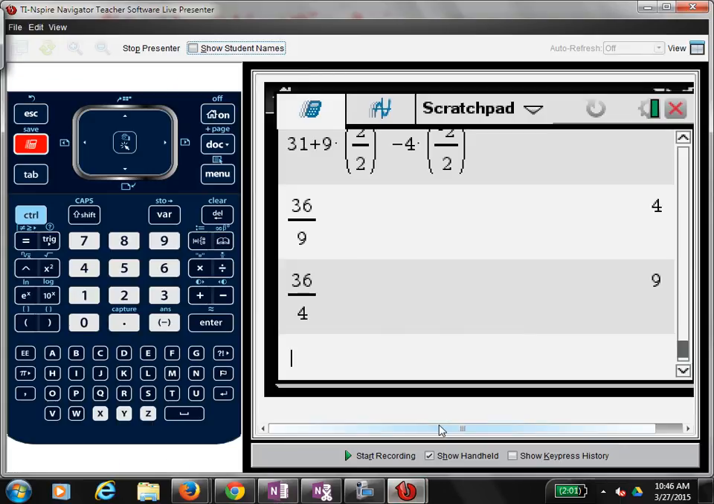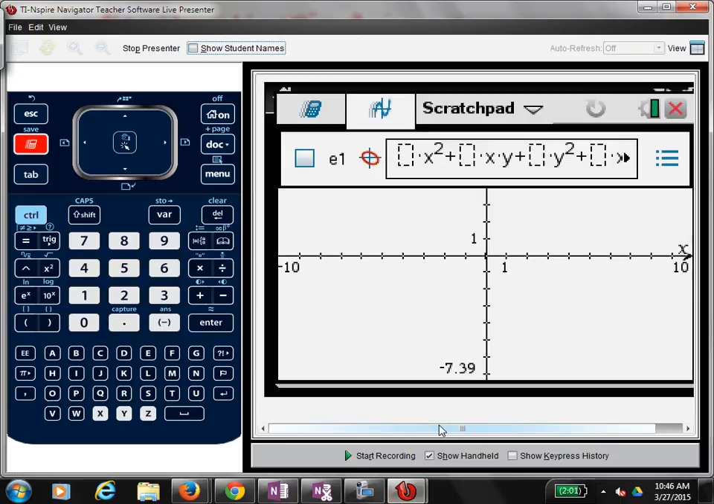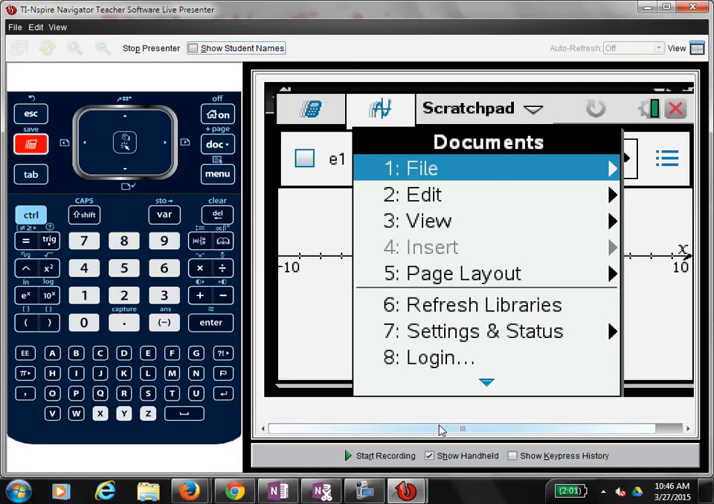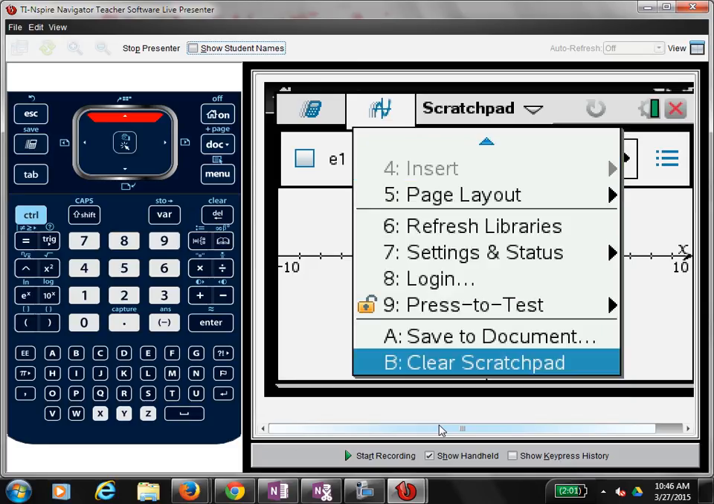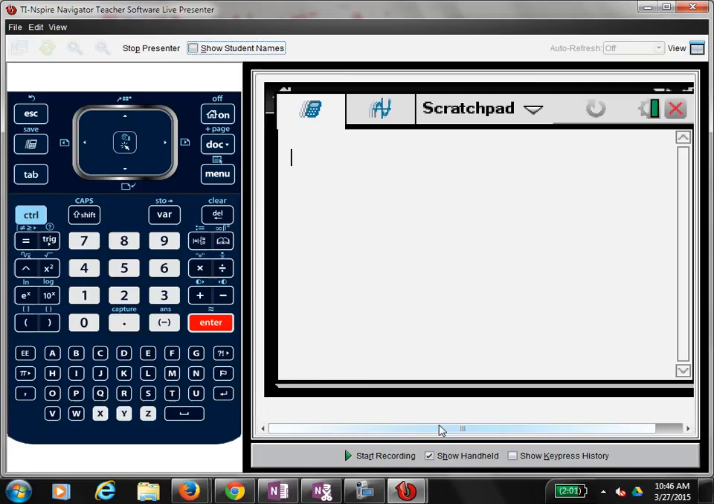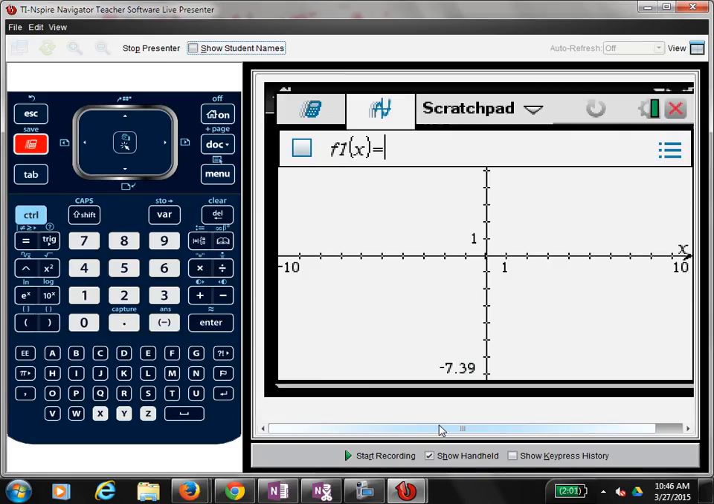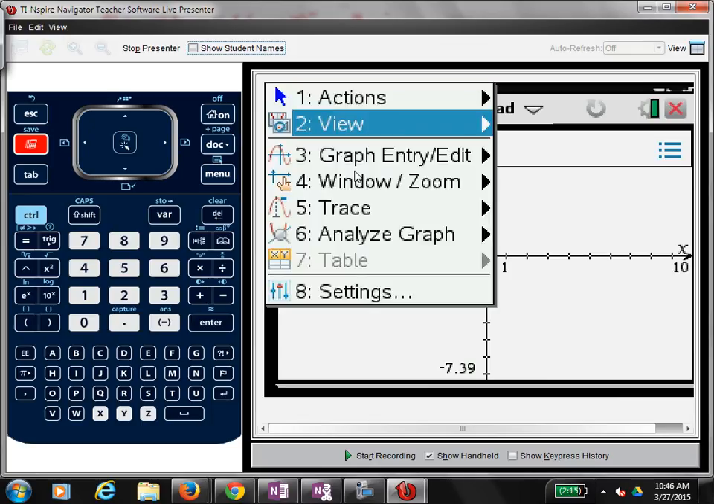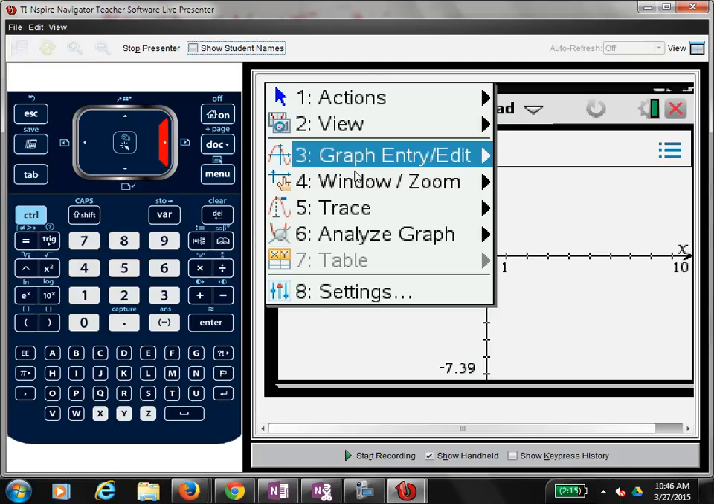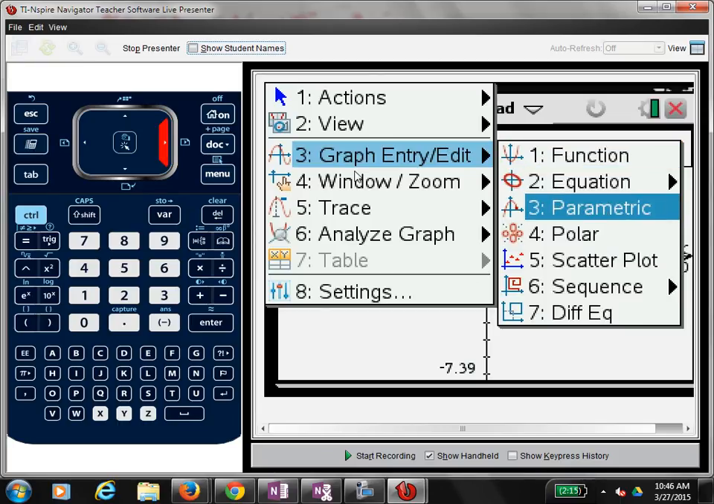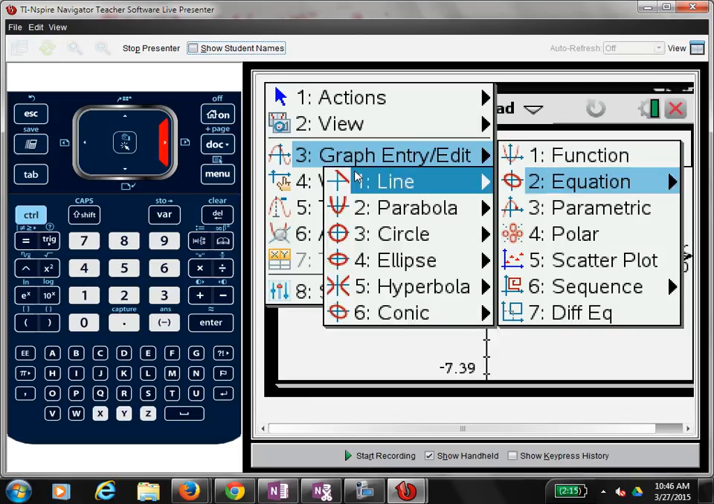So if I go to my calculator, if you go to your graph, if there's anything on there, the easiest thing is to hit the document button and then go all the way to the very bottom where it says clear scratch pad. So do that right now. It's actually going to change you back to the calculator. Go back to the graph page. It's going to default to graphing functions, but I don't want to graph a function. So if I hit menu and I go down to graph entry/edit line, I want to go under the one that says equation. And you can see the different conics right here.